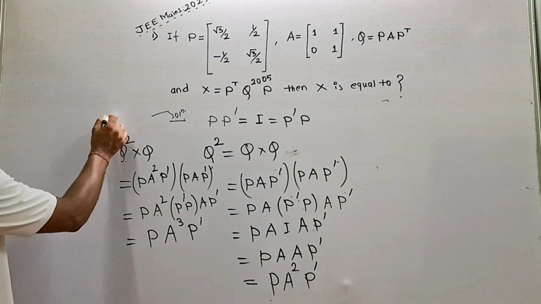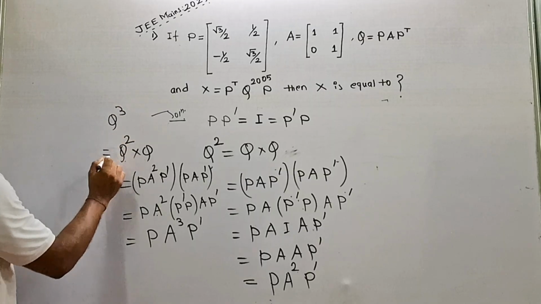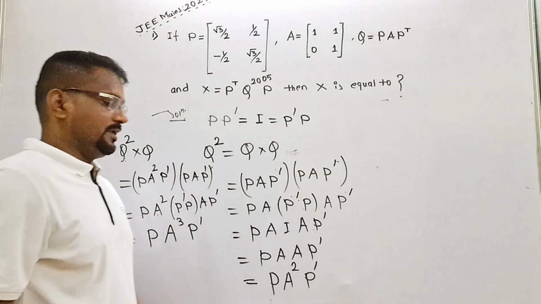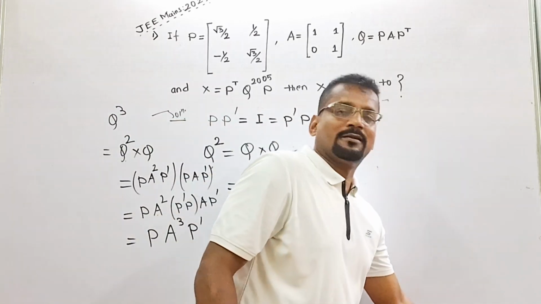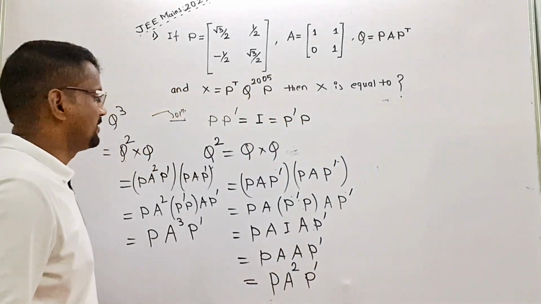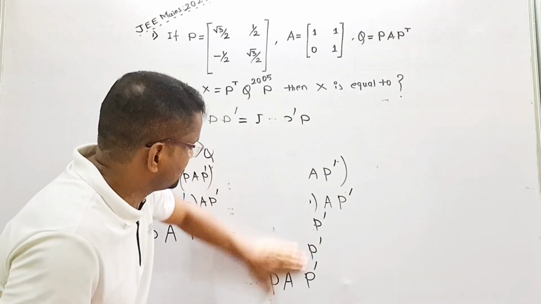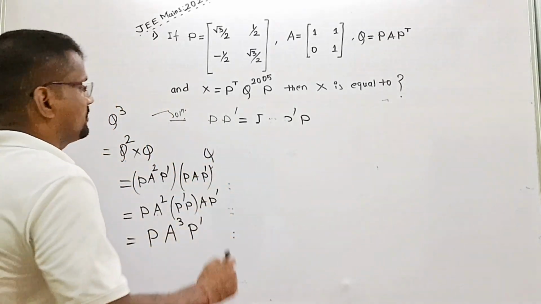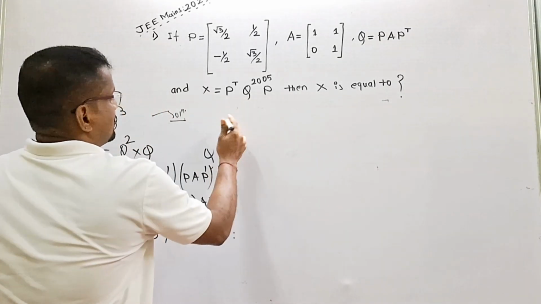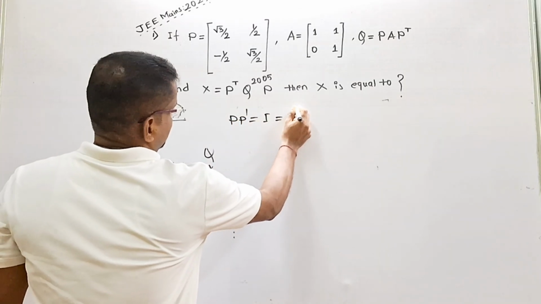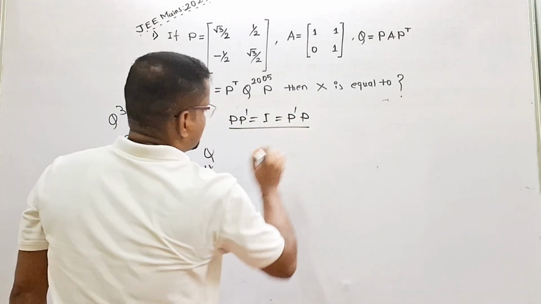So it means Q to the power 3, if you calculate, you will get P A cube P dash. So I need this pattern. So we obtained a pattern there. So now we can wrap it. Now see what pattern you observe: that P dash P was your identity matrix. This is the first result.